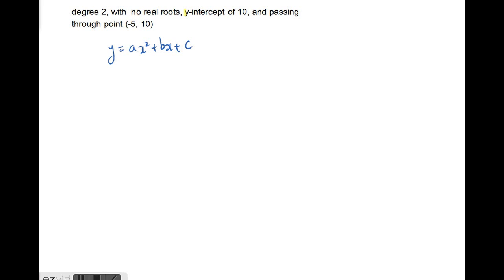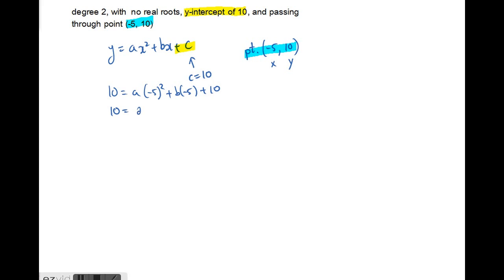We are told that the y-intercept is 10. So automatically we know that the c value right here is 10. Then we're told a particular point as well. The point that's given to us is (-5, 10). So you could plug that in for x and y and utilize this information to come up with another piece of information. So let's do that. We have 10 equals a(-5) squared plus b times -5 plus the 10. Simplifying this a little bit, we will have 10 equal to 25a minus 5b plus 10. Moving the 10 over, we will have 0 equals 25a minus 5b, or 5b is equal to 25a, or b is equal to 5a.